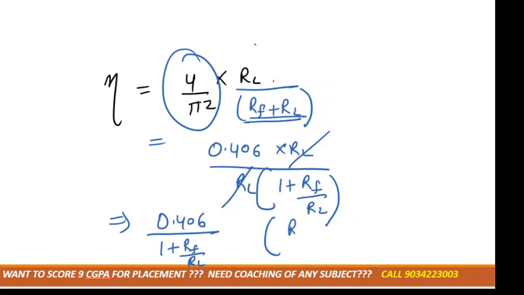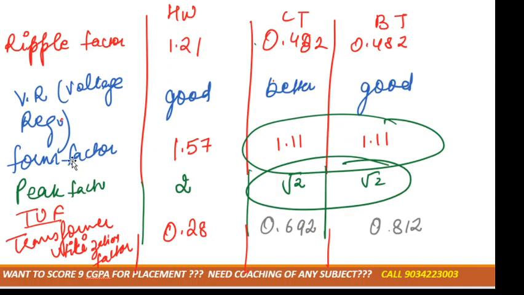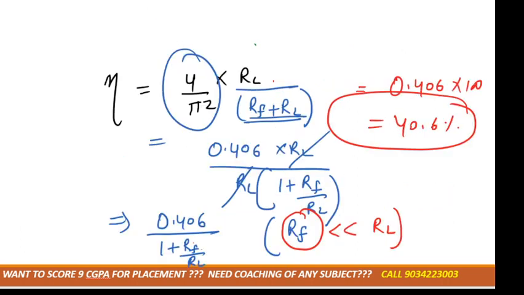Okay. Now, if we'll neglect the RF, why? Because as you know, diode resistance is very less than the load resistance. So RF is neglected. So we can say that RF is 0, 1 plus 0 is 1. So the efficiency would be how much? 0.406 multiplied by 100, that is 40.6%. Okay. Remember I told you the formula also for the rectification efficiency, that is 40.6%. Now we have derived it that we got the efficiency as 40.6%. That is for the half wave rectifier. Okay, clear?